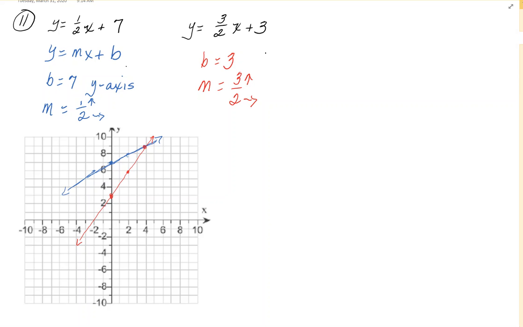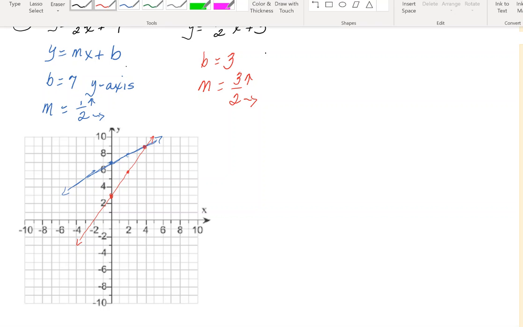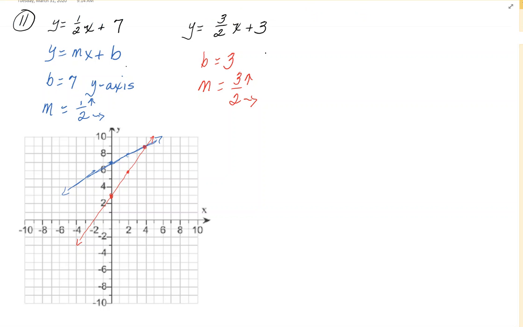Now that doesn't always happen. Sometimes you won't land on it, and you have to just be super careful with your graphing. The solution to the system is the point on the grid that is a solution to both of them. So it is that point of intersection. So the solution is the point (4, 9).